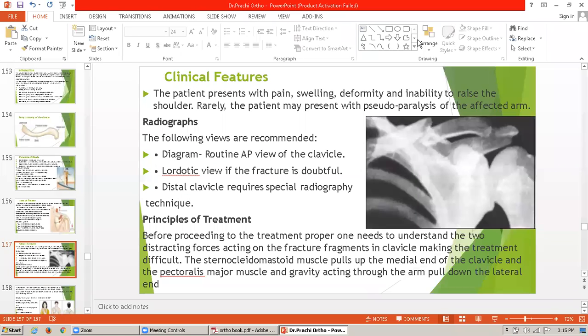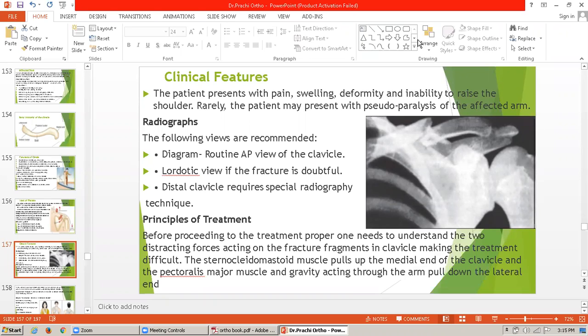Then the clinical features: the patient shows signs and symptoms. Firstly, there is severe pain, swelling, deformity, and inability to raise the shoulder. Rarely, the patient may present with pseudo-paralysis of the affected arm.